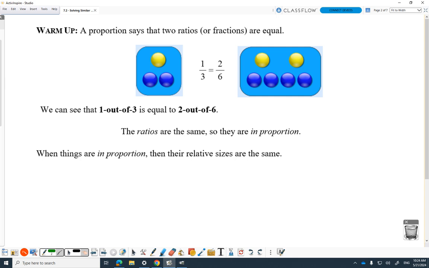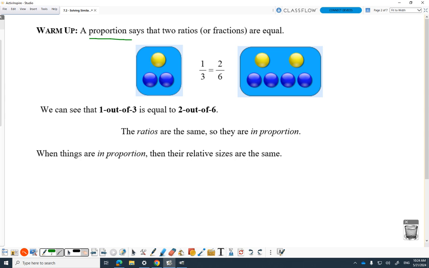1 yellow for every 2 purples is the same as 2 yellows for every 4 purples. Hopefully you really know what that means. But again, maybe you didn't have the word just right at your fingertips until now. That's proportionate, when 2 fractions have equal value. The same? Well, we could argue whether they're the same. We sort of act like they are the same fraction, but we could argue about that. But proportional means maybe they're not the same, but they're proportional. So we can see 1 out of 3 is equal to 2 out of 6 for our purposes. The ratios are the same, so they're in proportion.